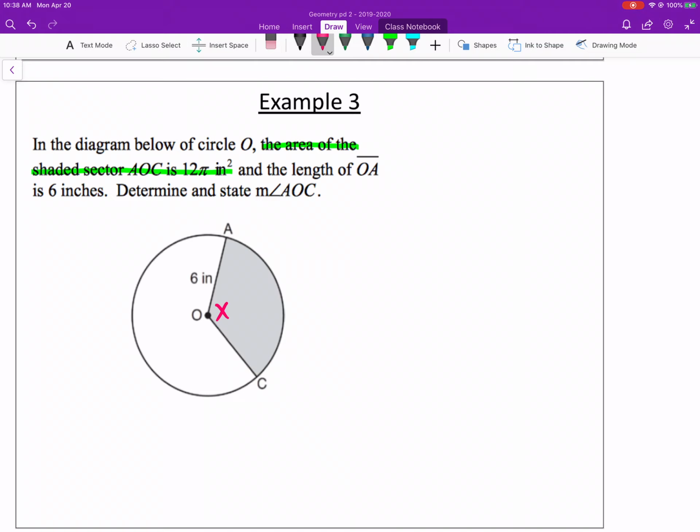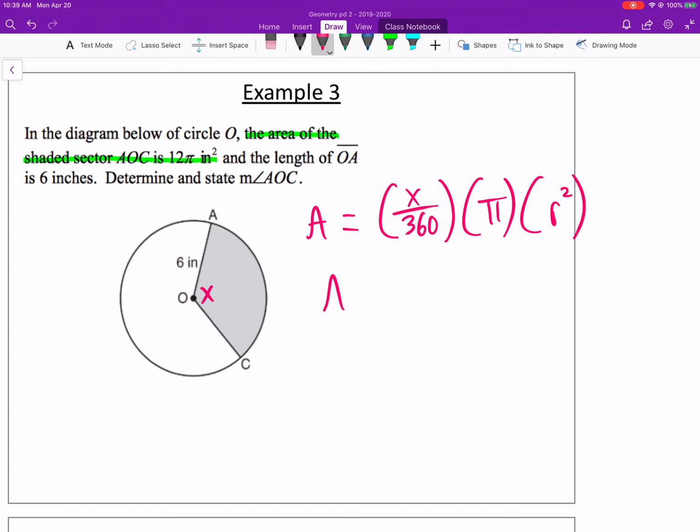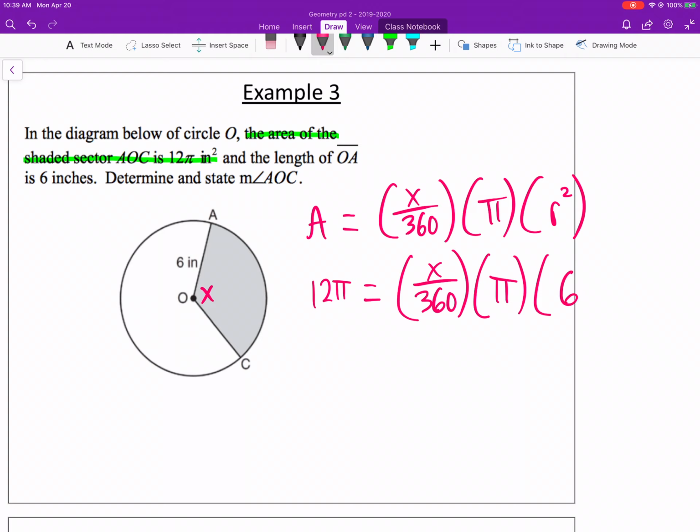A bit tricky, but let's substitute what we have. Write your formula. The area is the central angle over 360 times pi times the radius squared. So we have the area, so let's substitute our area, A, that's 12 pi, is equal to x over 360, we're looking for the central angle, so x is the unknown, times pi times the radius squared, which would be 6 squared.